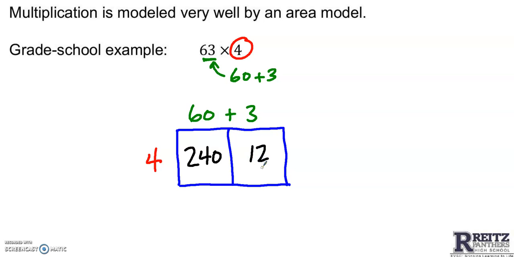And what I remember Alex doing, and Adeline, who's in 3rd grade now and also sitting by me, will probably do this soon. Once you find those products, you can add them together to get the total product. The sum of 240 and 12 is 252.